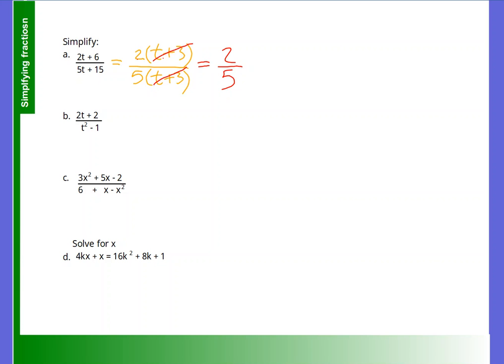Not too bad. Now, I will say that this problem has a nice, clean, easy answer, 2/5. That feels good. However, it's going to be more common for you to have an answer that still has a polynomial in it. That's okay. All right. So let's try this one.